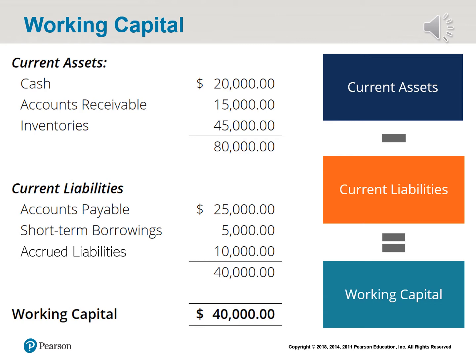Cash, accounts receivable, and inventories are the primary current assets. On the liability side, we have current liabilities. Those are liabilities that should be paid within a year. Accounts payable, short-term borrowings, and accrued liabilities are the primary accounts. Some of these accounts are more liquid, meaning they turn quicker into cash or are paid faster than others.